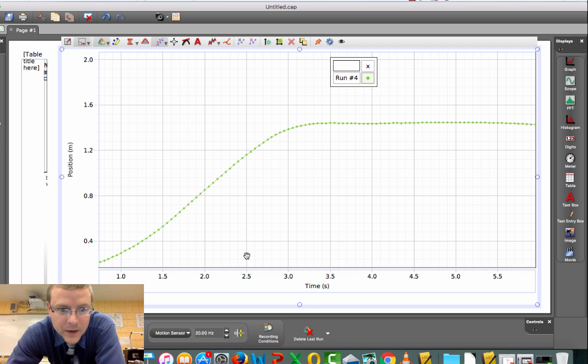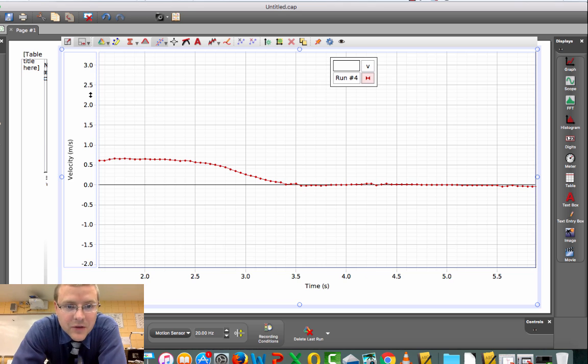Here's scenario 4. Started close to the origin, walked away from the origin, and then my position remained the same. So if I flip over to the velocity graph, you can see my velocity was positive for the first few seconds, and then it dropped down to 0 once we got to that portion where I stopped moving. So velocity was positive, then velocity was 0.